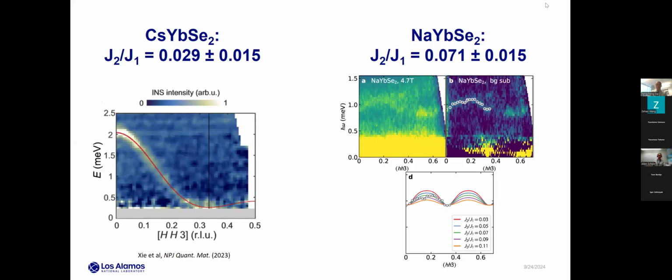Next slide, please. So the cesium ytterbium selenium-2, there's a very nice paper from Oak Ridge and the Paul Scherrer Institute group. And they fitted the J2/J1 ratio to the high field scattering data and found it's 0.029. The sodium ytterbium selenium-2, we didn't find anyone who had fitted this value in the literature, so we did our own experiment, put it in a magnetic field, looked at the plateau phase, and the data, unfortunately, had serious background problems, but it was enough to be able to see the highest energy magnon mode, which is enough to constrain the J2 value. And this said that the J2/J1 is 0.071.